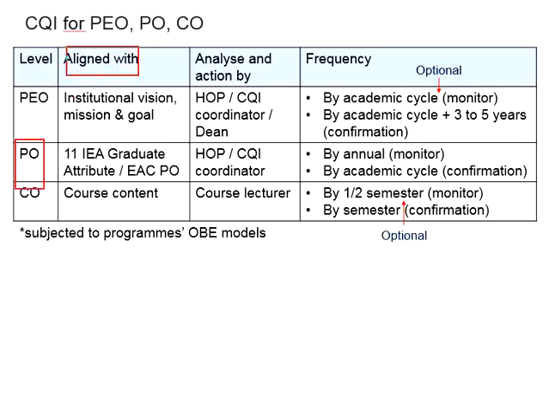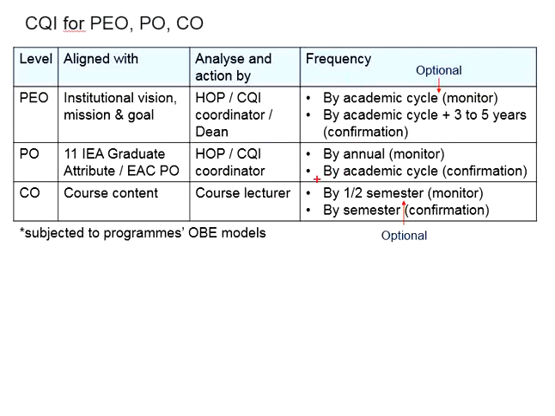The PO should be aligned with the 11 IEA graduate attributes or the EAC program outcomes. In fact, the EAC program outcome is worked on the basis of the graduate attribute as identified by the IEA. So, there are no contradictions between the EAC PO and IEA GA. We will have to make sure our program is also well aligned with those graduate attributes. In terms of the analysis and the actions, the PO levels are normally the responsibility of the head of the program or the CQI coordinator.